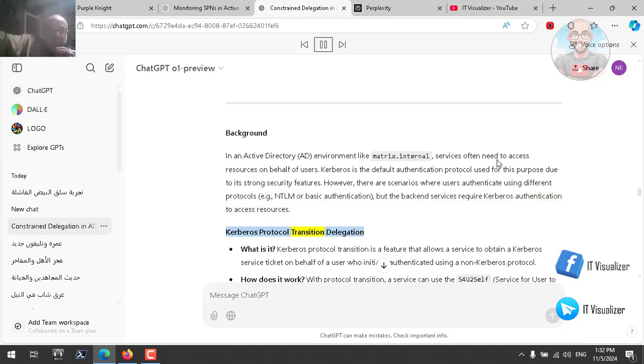Kerberos Protocol Transition Delegation. What is it? Kerberos Protocol Transition is a feature that allows a service to obtain a Kerberos service ticket on behalf of a user who initially authenticated using a non-Kerberos protocol.